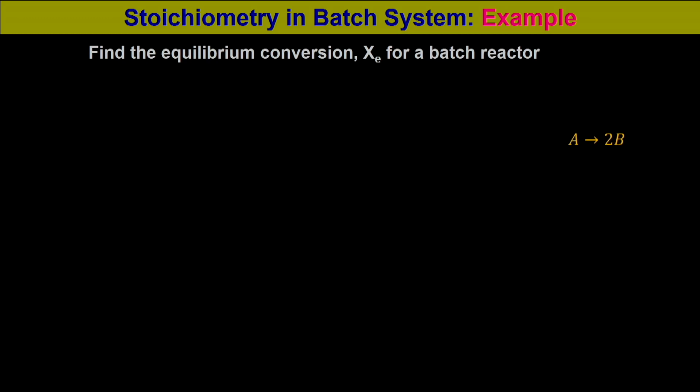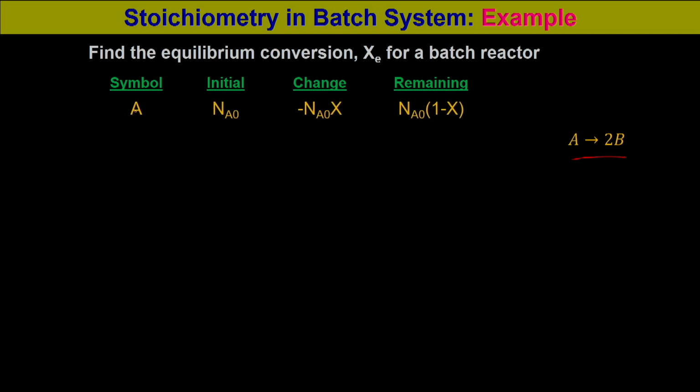Now, we need to find the conversion Xe for a batch reactor, and this is the reaction. So, we need to obtain the stoichiometric table for the relations. So, A, the reactant, is converting. Its initial amount is Na naught, the change would be Na naught x, and the remaining would be Na naught into 1 minus x, where x is the conversion.